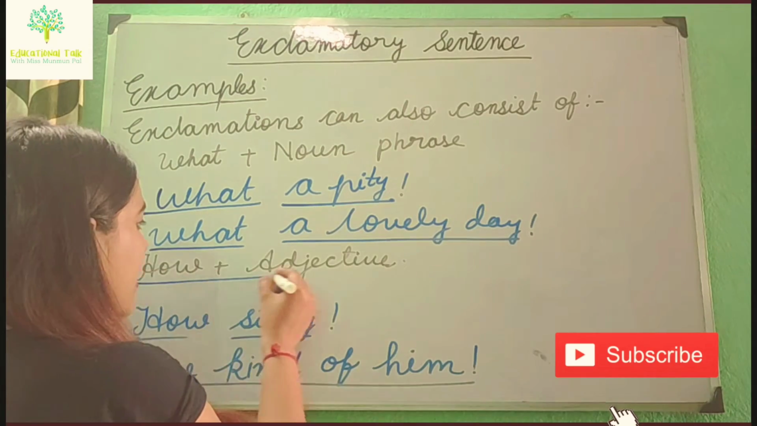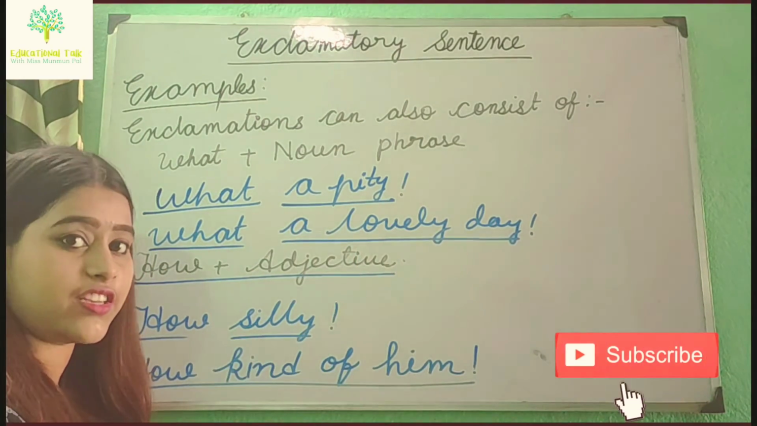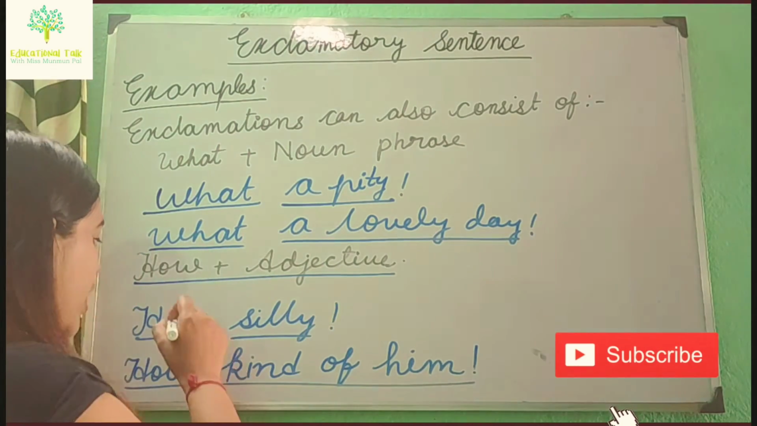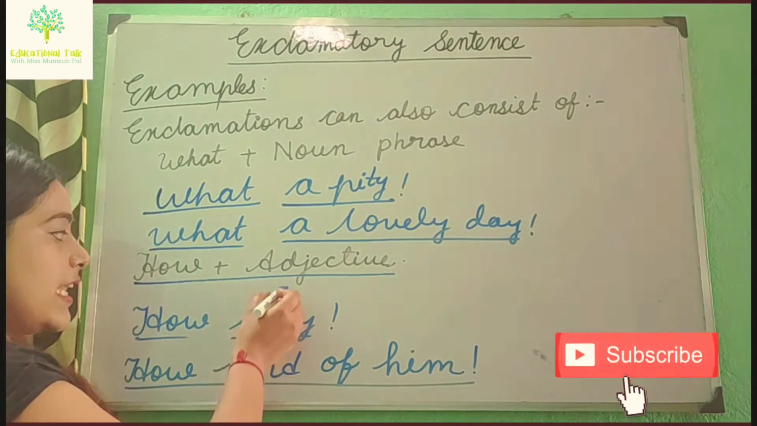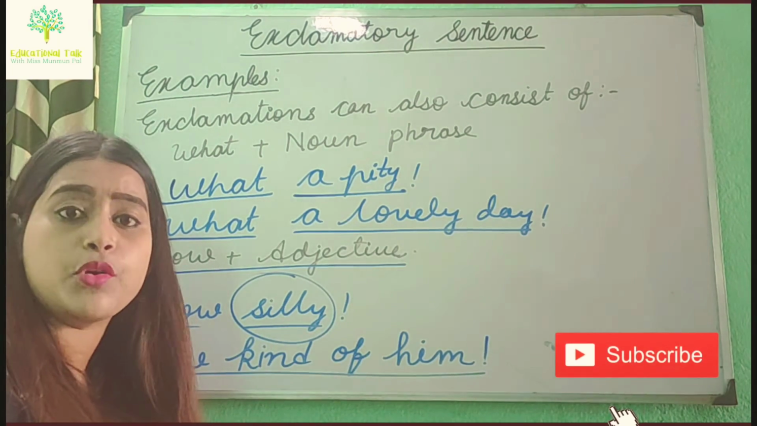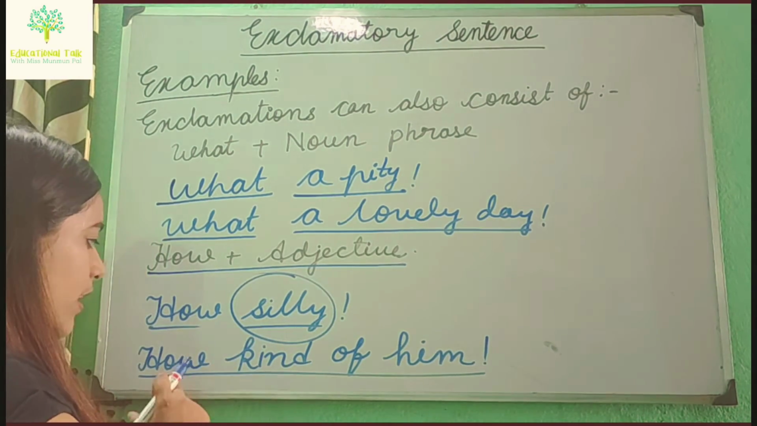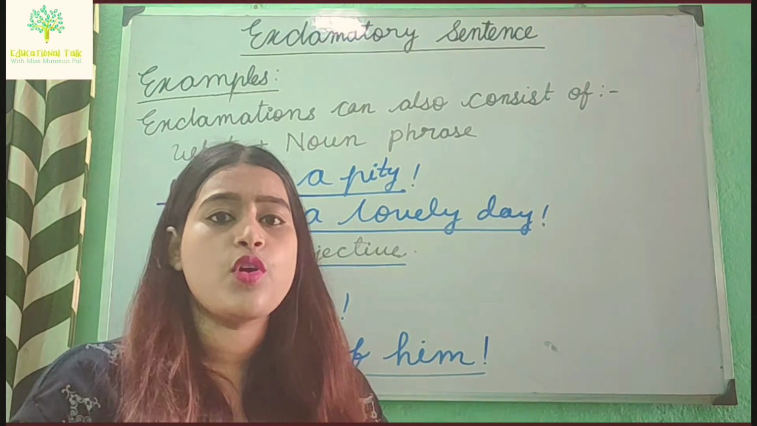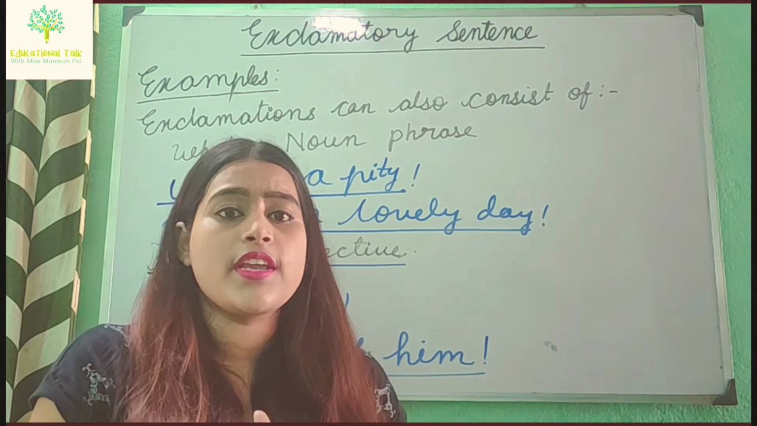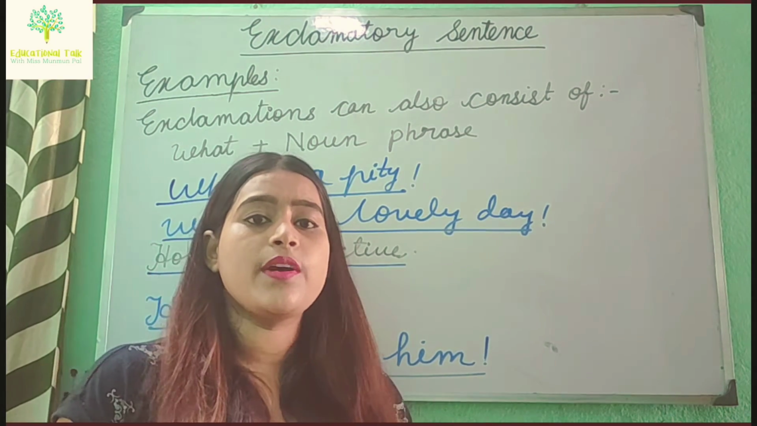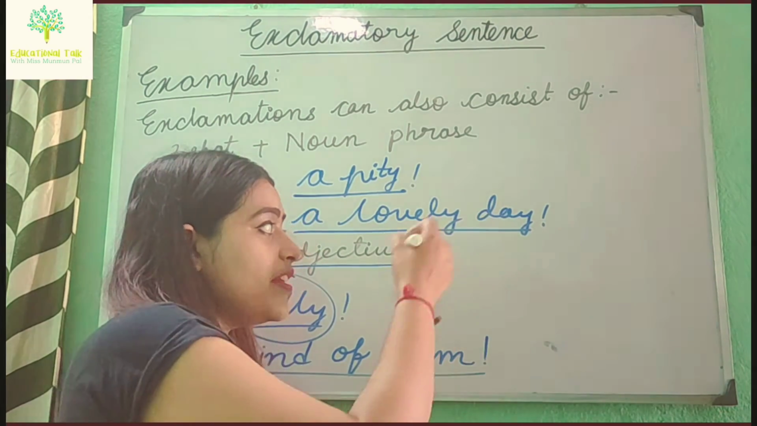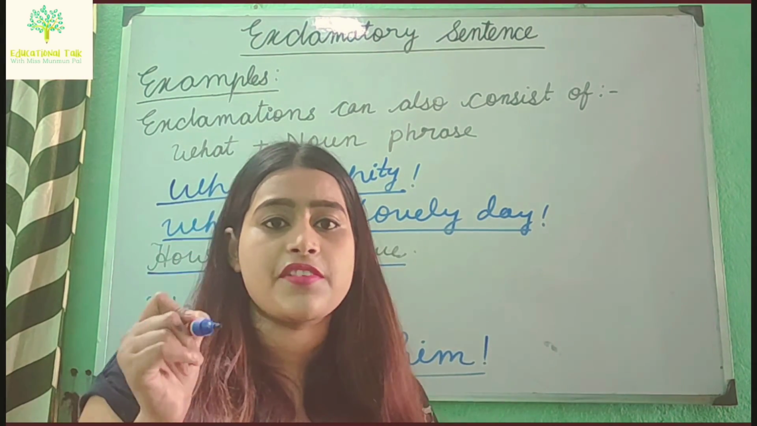Now, how plus adjective. What plus noun phrase and how plus adjective. So, how silly. Silly is an adjective. So, here it shows a strong emotion. Next one also you can see, how kind of him. Here someone is referring that he is so kind. So, here also showing a strong emotion. So, that is why it is an exclamatory sentence. And you can see that in every sentence I have given an exclamation sign.